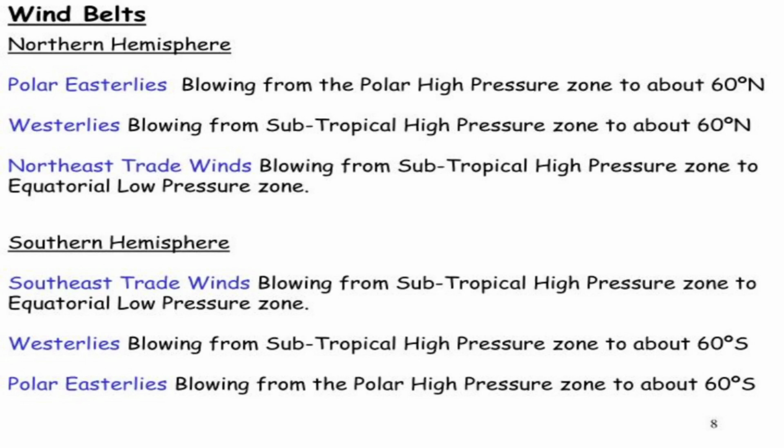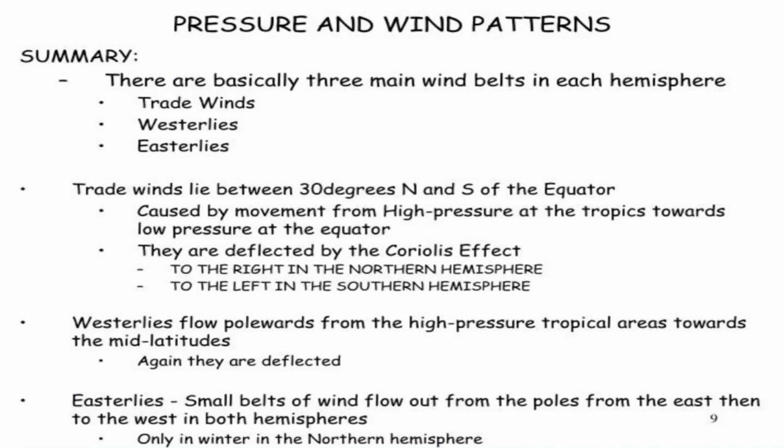As for the wind belts, we have seen that in the northern hemisphere there are polar easterlies, westerlies and northeast trade winds. In the southern hemisphere, there are southeast trade winds, westerlies and polar easterlies. In the pressure and wind patterns, there are basically three main wind belts in each hemisphere: the trade winds, westerlies and easterlies.